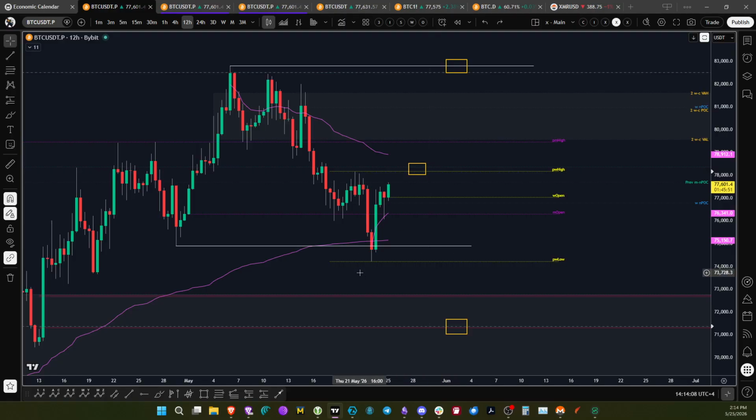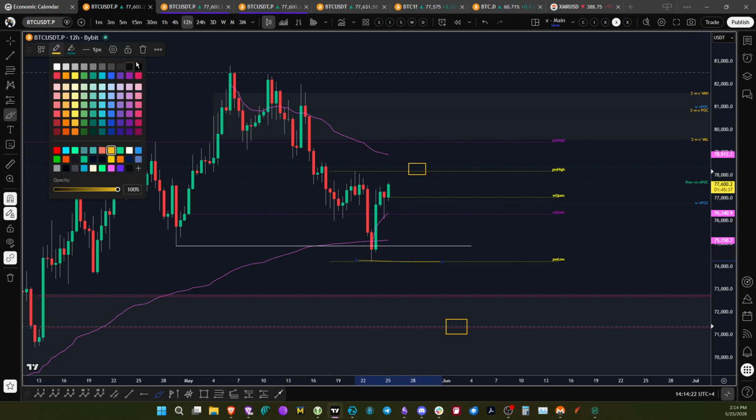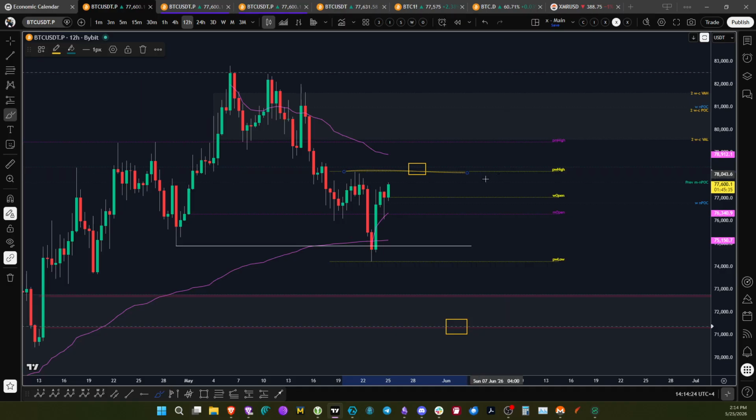This is still a swing high. This is our bigger range here that I marked out, swing low, swing high. We could still be trading there, but I don't know if we can get there. So this is our swing low currently, swing high, and we're working within the range.